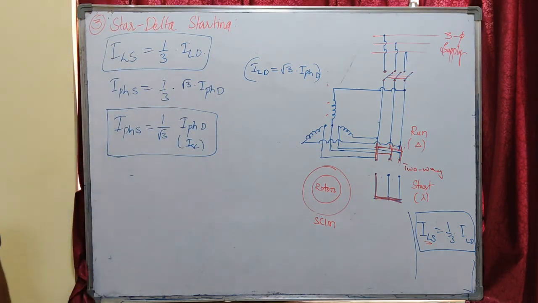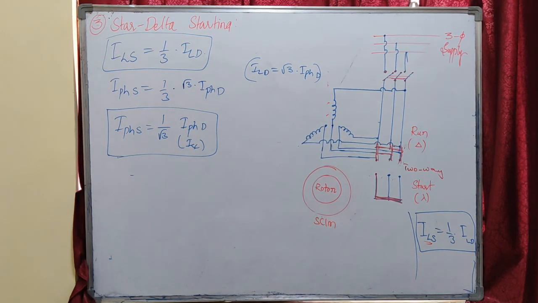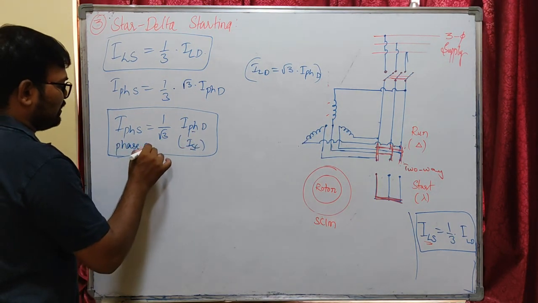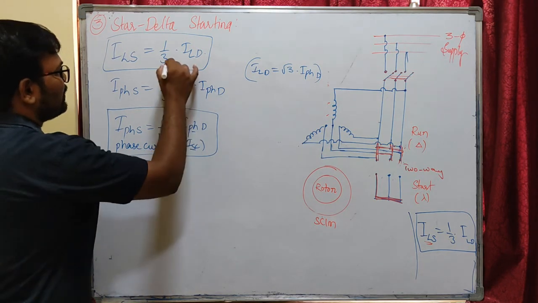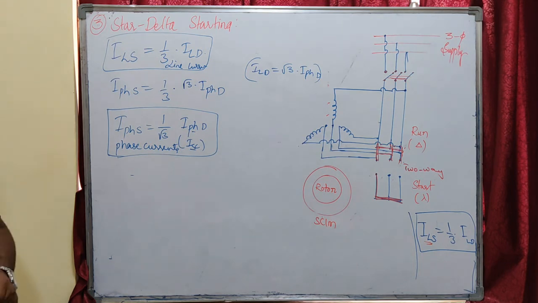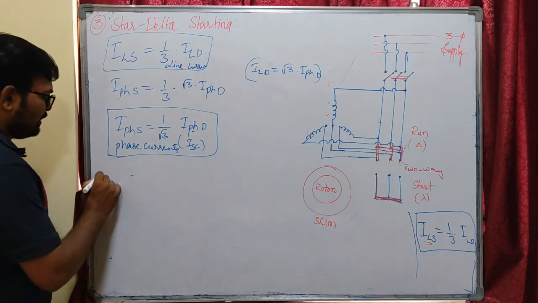Okay, so now let us see the relation between starting torque and full load torque. Here I phase and ISC are phase currents. Okay, phase currents. Here these are line currents. You know the difference between line currents and phase currents, I think. Now let us see the starting torque and full load torque.